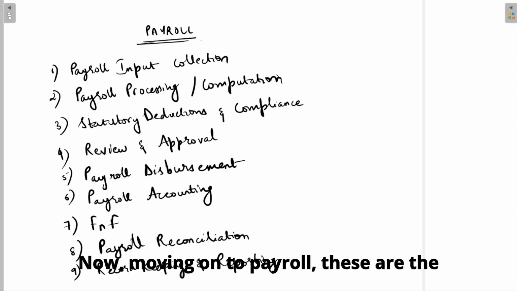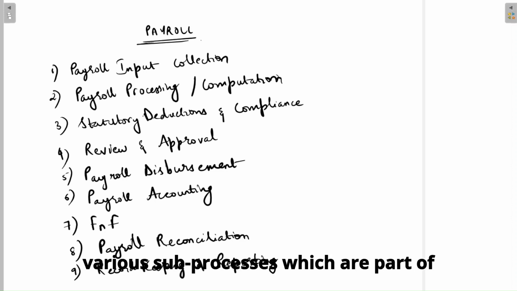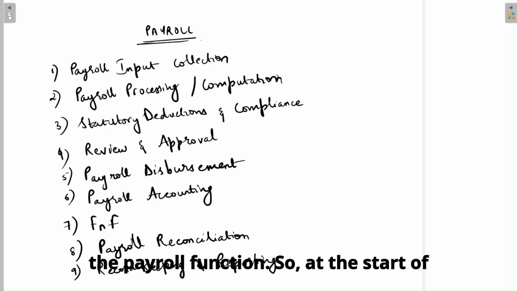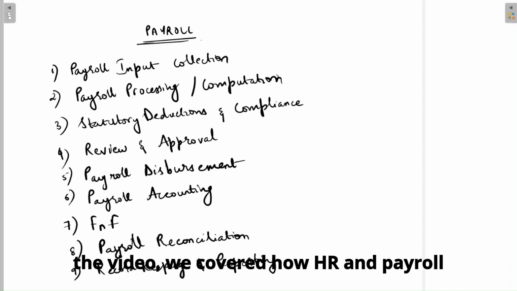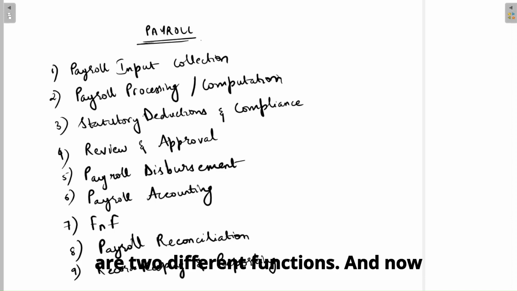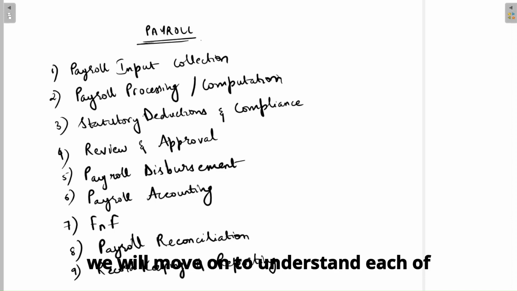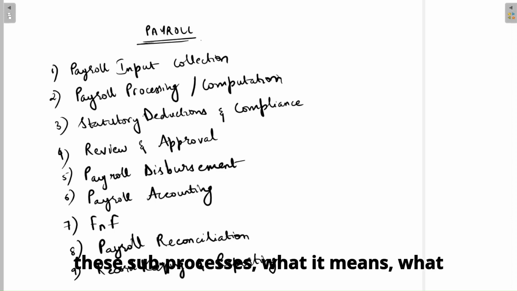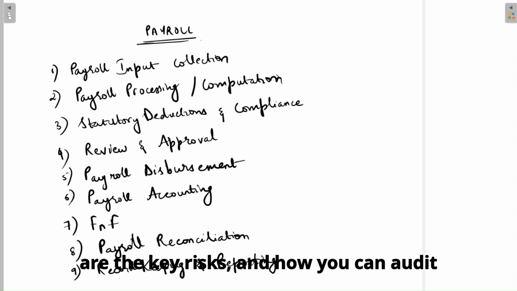Now, moving on to payroll, these are the various sub-processes which are part of the payroll function. So at the start of the video, we covered how HR and payroll are two different functions. And now we will move on to understand each of these sub-processes, what it means, what are the key risks, and how you can audit them.